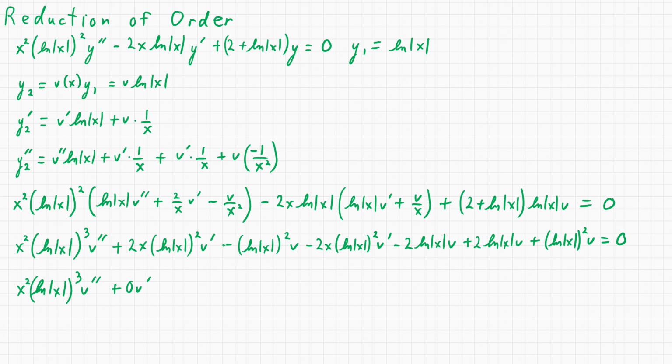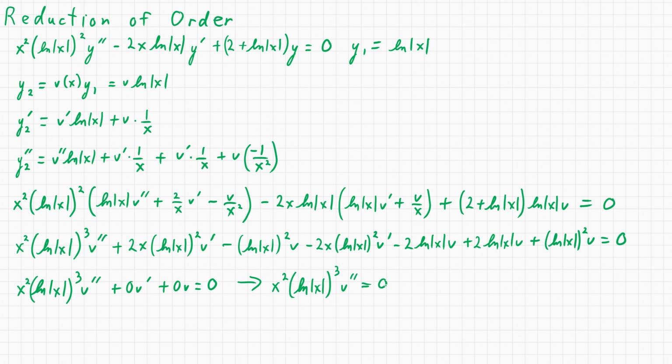Alright, and I also have a minus natural log absolute value of x squared v. I also have a plus natural log absolute value of x squared v, so those cancel. I also have a minus 2 natural log absolute value of x v. Then I also have a plus 2 natural log absolute value of x v. Those cancel, so I also have plus 0 v equals 0. So my differential equation, which really isn't a differential equation anymore to solve, is x squared natural log absolute value of x cubed v double prime equals 0.